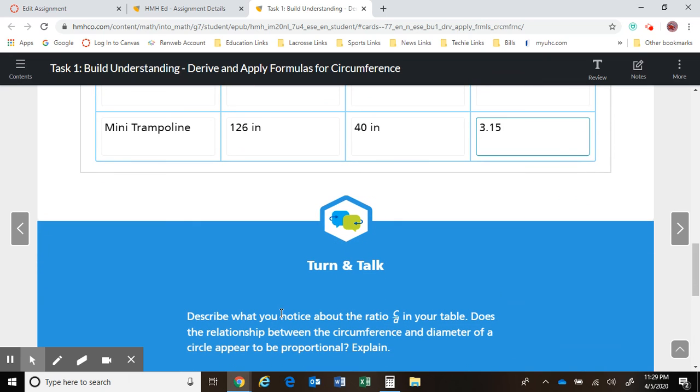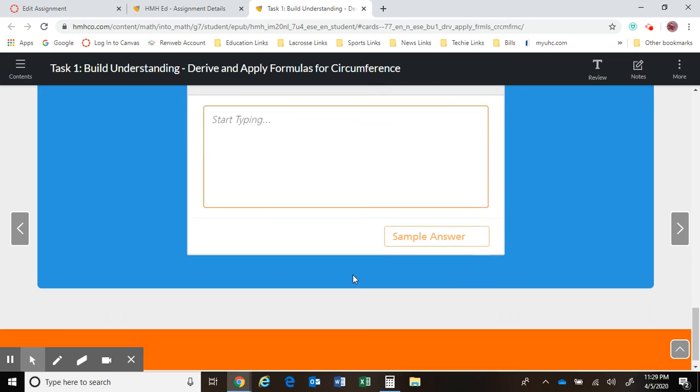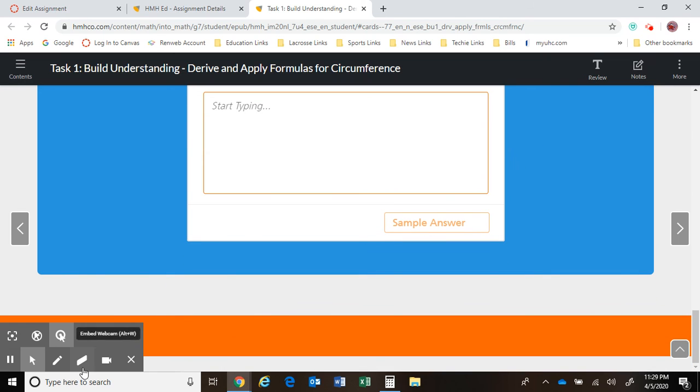Describe what you noticed about the ratio C divided by D in your table. Does the relationship between the circumference and the diameter of a circle appear to be proportional? Explain. I'm looking forward to reading your answers. Thanks for watching this first video.